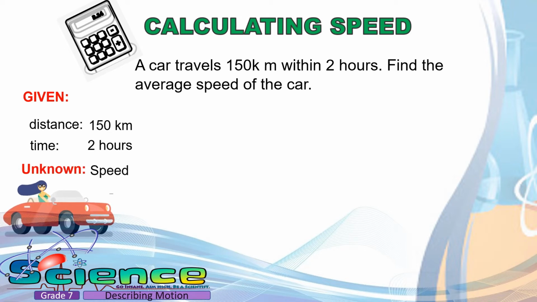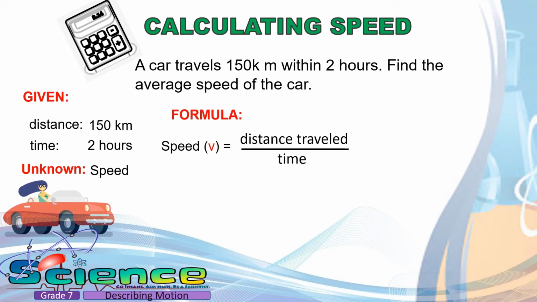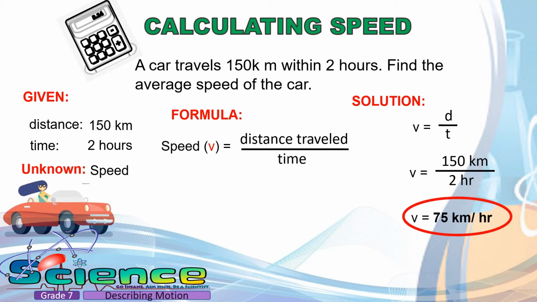To solve for speed, we will use the formula: speed is equal to distance traveled divided by time. Let us now substitute the given data. Speed is equal to the value of distance, which is 150 km, divided by the value of time, which is 2 hours. Solving this, we got 75 km per hour. The average speed of the car was 75 km per hour.